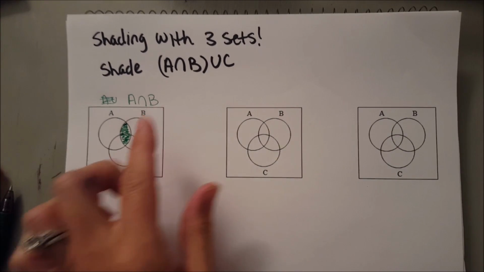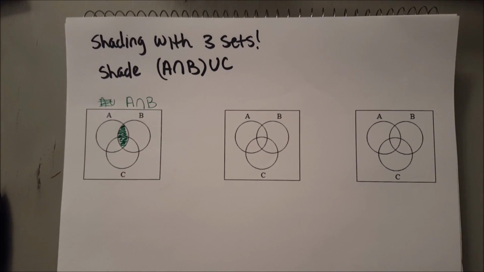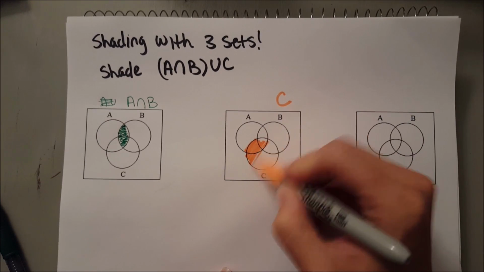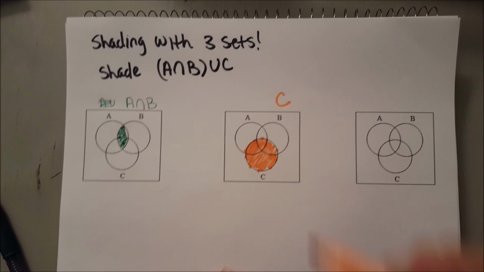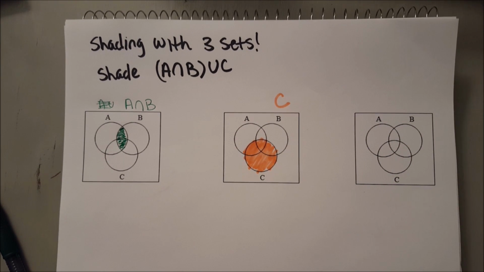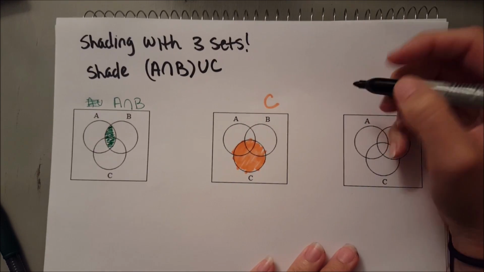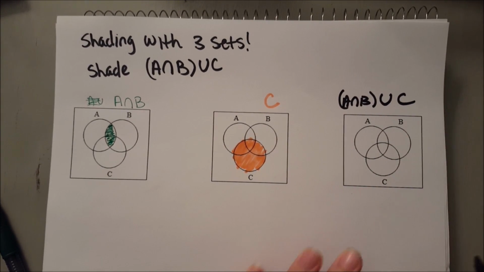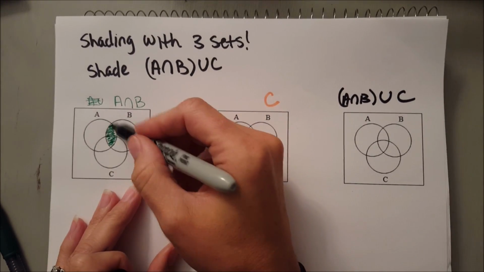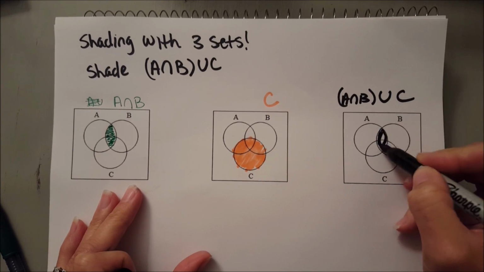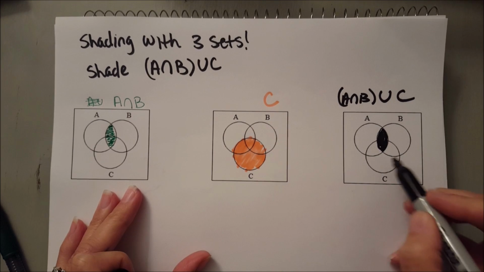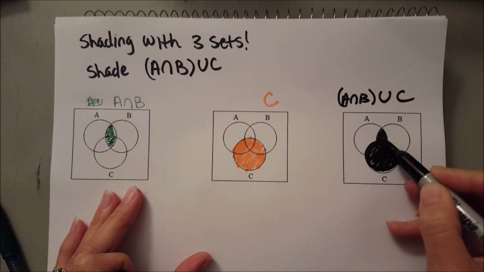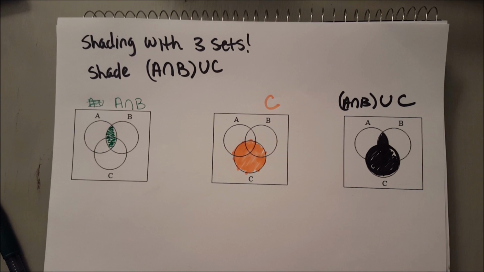Then I'm thinking, well, this is going to be union with C. So let's visualize what C looks like. C is right here, all of C. And then if I'm taking the union of these two different graphs, I'm going to take everything all together. So for my final, I'm going to have A intersect B union C. Okay, well that's everything in either graph. So all of this region is going to be shaded, and then all of C. So unions sometimes are easier. Let's do another one.